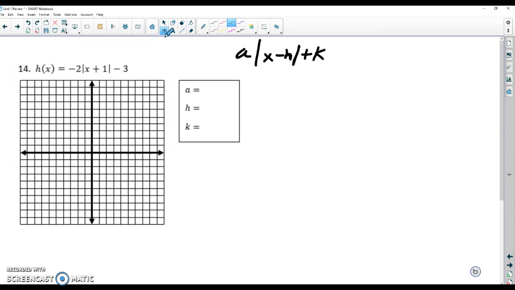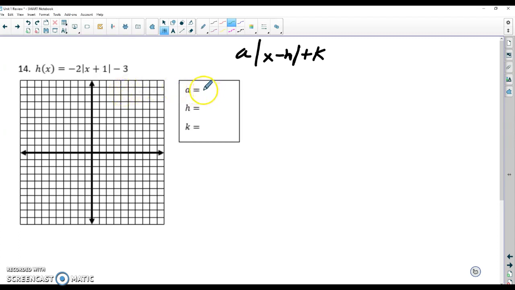Okay, this graph is going to be a V shape because it's absolute value. We also know that it's going to face down because of the negative in the front. To list A, H, and K, they are always in the same spots. A is in the front, H is on the inside, and K is at the end.